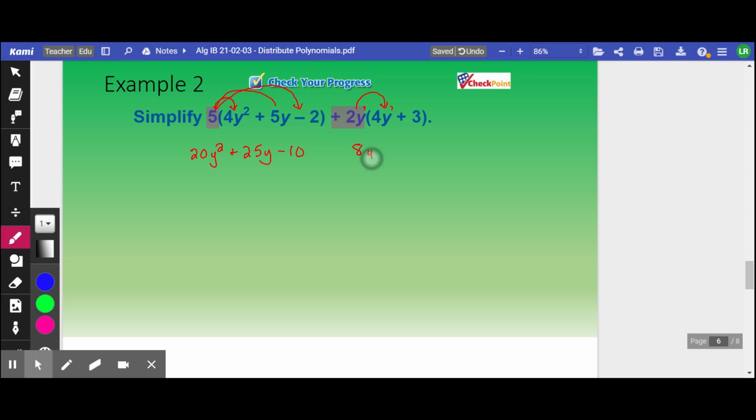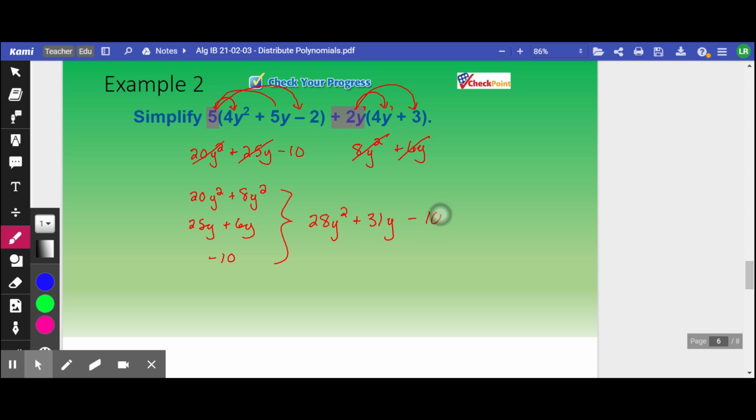Y times y, you can't forget to add the exponents. It'd be y squared. Then 2y times 3 would be 6y. Now we're adding up all the like terms. So we have the y squareds. We have 20y squared and 8y squared that'll get added up. 25y and 6y that will get added up. And then we have that negative 10. That's going to be 28y squared plus 31y minus 10.